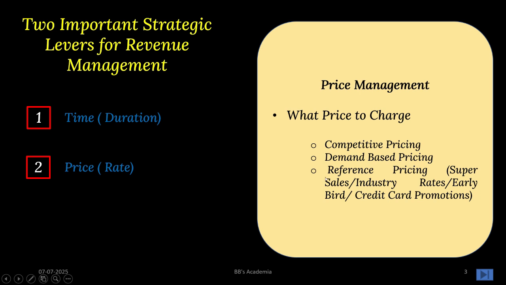Okay. Now next is demand based pricing. We all know that when there is demand, the price will be more. When the demand is less, then the price will also be less. That is the thing we follow in revenue management. Then we know we have a reference pricing. To promote the sale of the room, we can go for super sales.